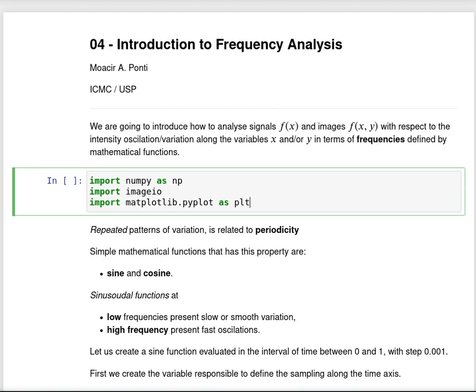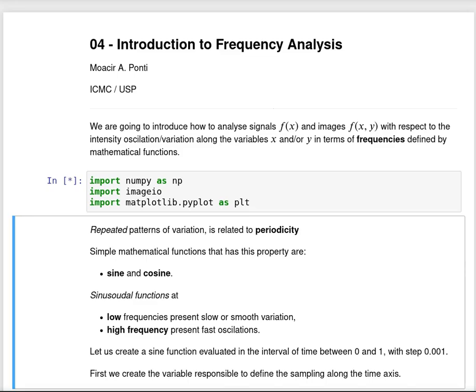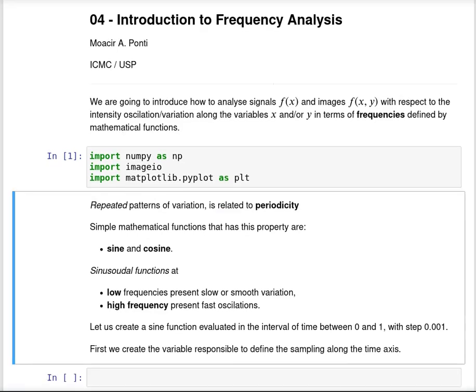This source code will introduce how to analyze signals f of x and images of f of x and y with respect to the intensity oscillation along those variables. I'm going to import a few of the packages we are used to depend on for our code, and then we are going to study periodicity. By that I mean repeated patterns of variation.